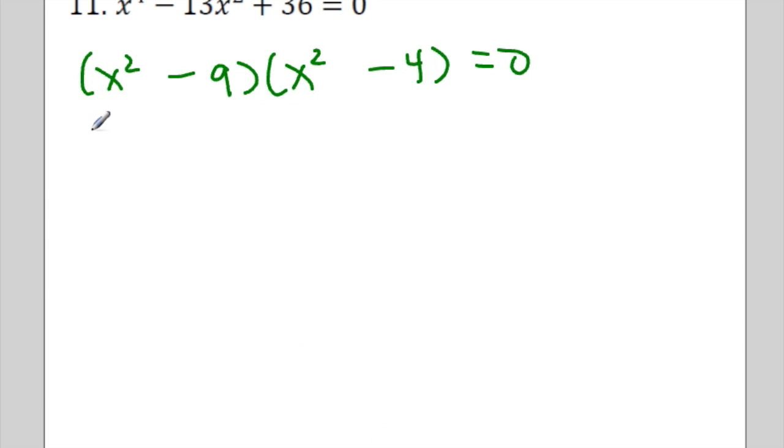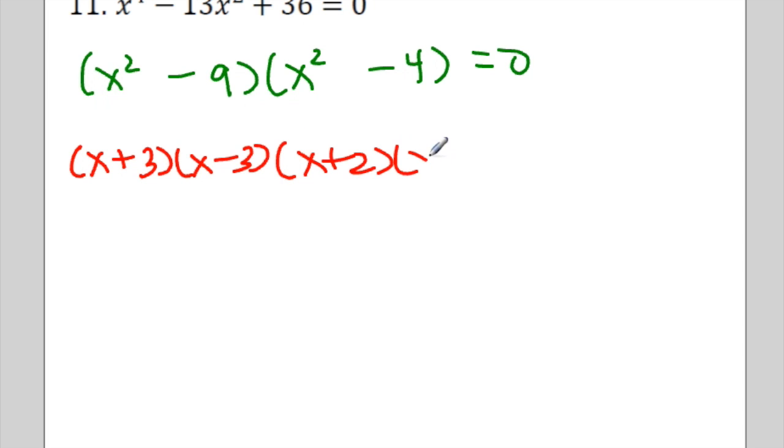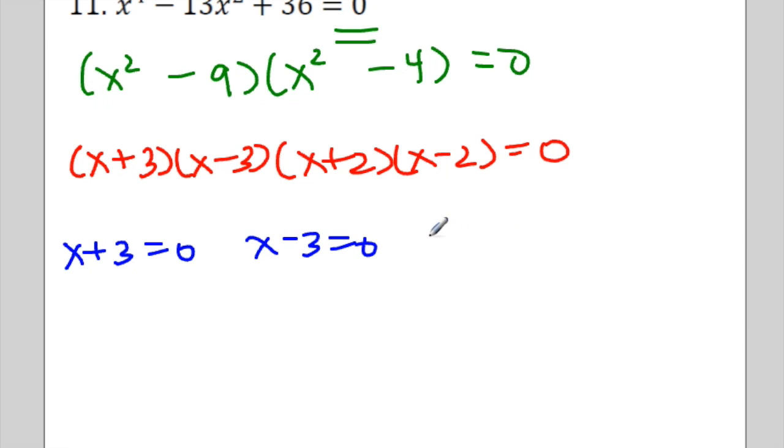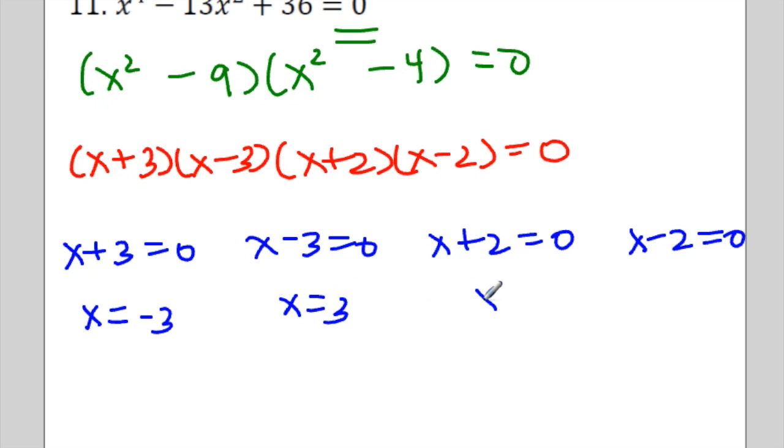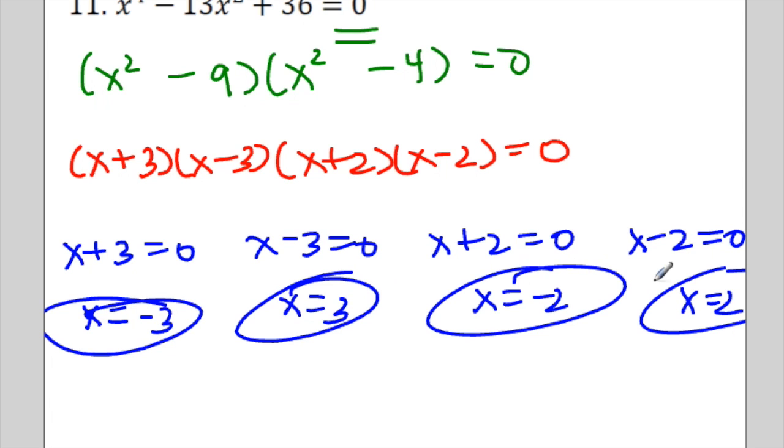Now I look, do I have any difference of perfect squares? Yes, I do. The square root of 9 is 3 and the square root of 4 is 2. So let's break it down. They're both being subtracted, so I have x plus 3, x minus 3, and x plus 2, x minus 2. Okay, so here I have this. Now I'm solving because it's equal to 0. So when I solve it, I have x plus 3 equals 0, x minus 3 equals 0, x plus 2 equals 0, and x minus 2 equals 0. So when I solve, I get negative 3, positive 3, negative 2, and positive 2. Those are all of my solutions. Okay, that is number 11.